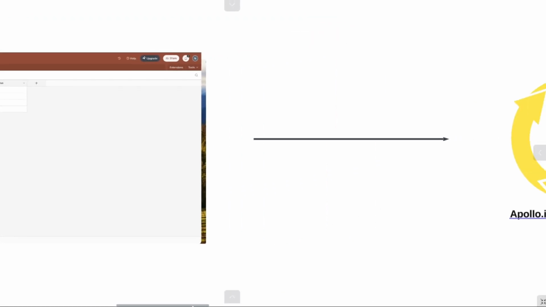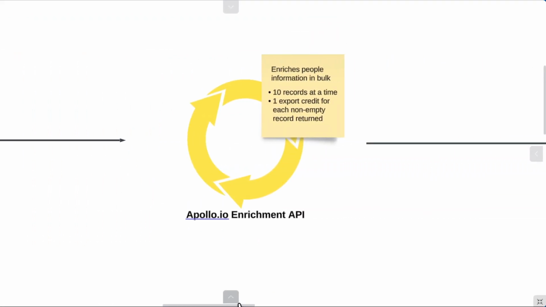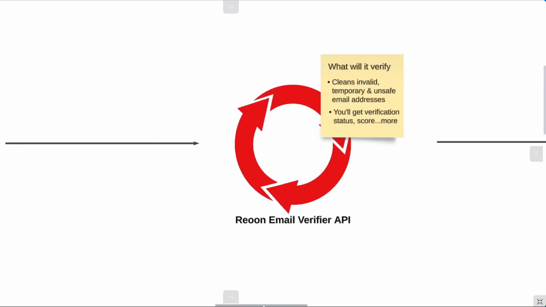The next phase of this plan is to pass our data into Apollo's API to enrich it. If you've watched our videos in the past, you know that with Apollo, to enrich people and use their API, you can only pass 10 records at a time. And each time you go through that enrichment, there is an export credit. So that's something to think about as I show you the solution that I created and how I went about getting through that situation.